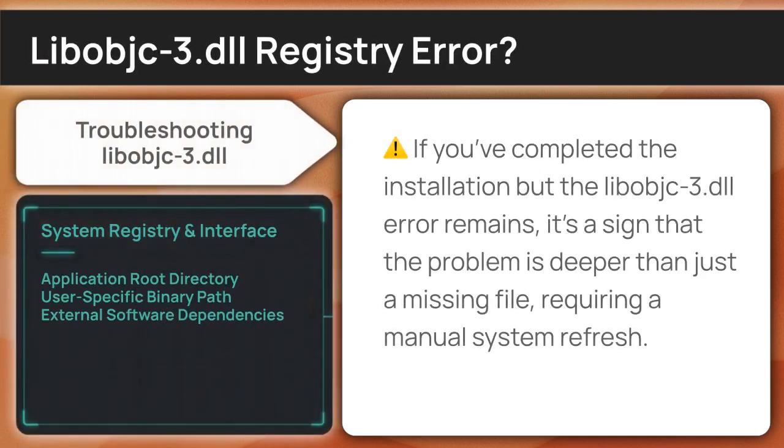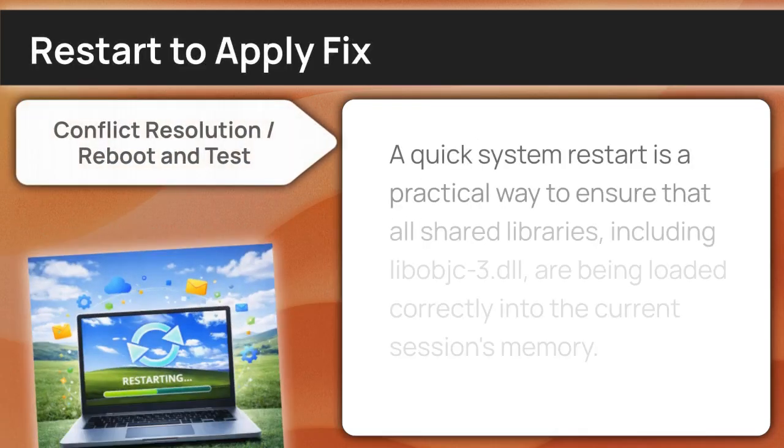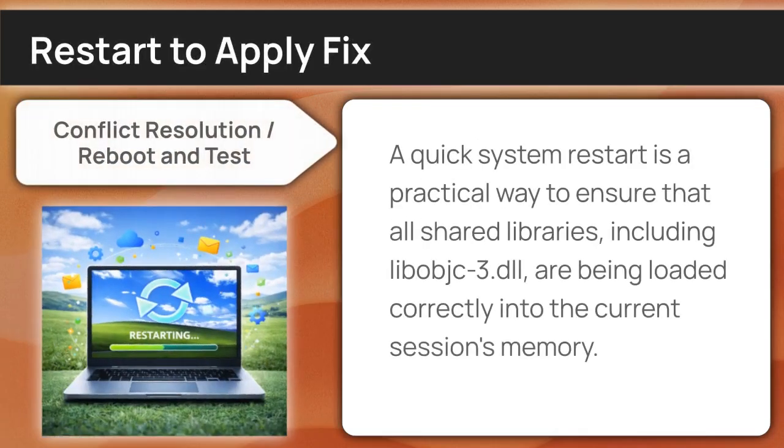When a fresh installer fails to clear the error, it typically points toward a deeper conflict within the Windows execution layer. A simple restart can resolve file-in-use errors that mimic a missing libobjc-3 message. It's a low-effort step that ensures your operating system starts with a clean execution stack.